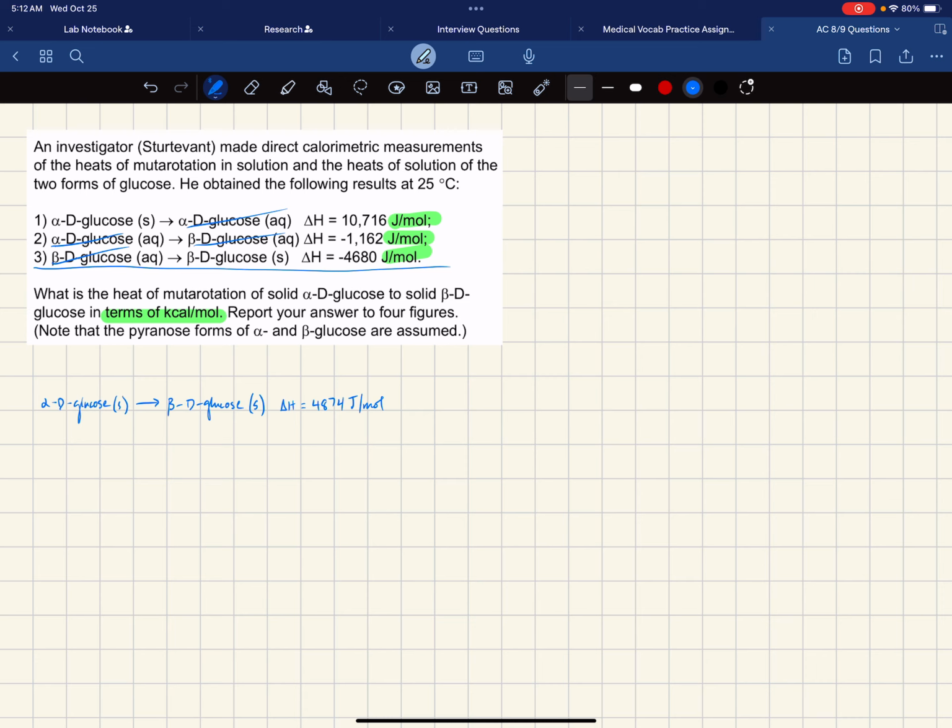And so now, the step that a lot of people forget with this question is just converting it to kcal. So 4,874 joules per 1 mole. So 1 calorie is 4.18 joules, and then 1 kcal is 1,000 calories. So the joules cancel here, the calories cancel there, mole stays the same, and we get 1.166 kcal per mole.